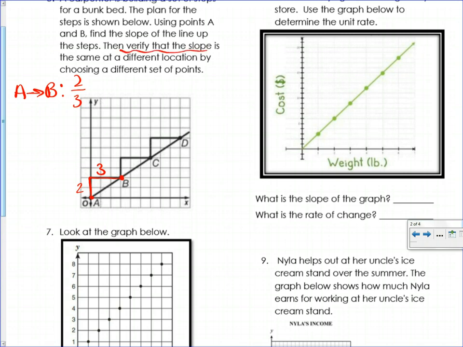When it says verify that the slope is the same, I'm going to pick another pair of points. So I'll use C and D, and we want to see if the slope is the same between those. So up 2, right 3. My slope from C to D would still be 2 over 3. So my slope for this line is 2/3.